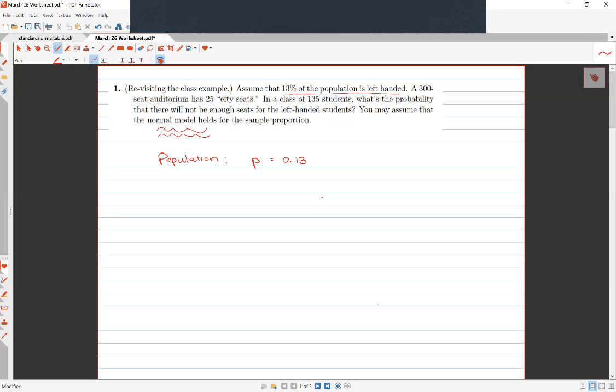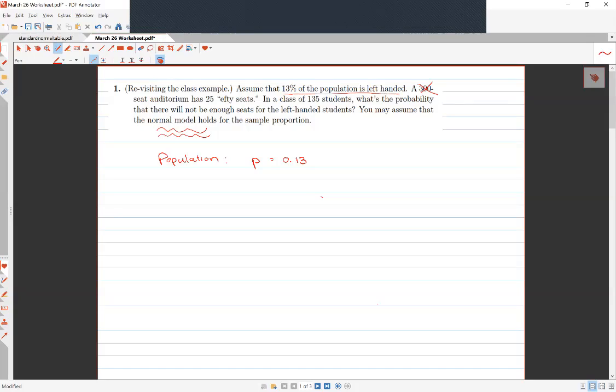Now this lecture I'm giving is taking place in a 300-seat auditorium, and there are 25 seats that can accommodate left-handed people. But I don't have a full 300 people showing up. I have 135 students showing up for this lecture. And so I want to know, what is the probability that there will not be enough seats for the left-handed students? The fact that the auditorium seats 300 is actually irrelevant here, because I just care about, out of my 135 students, do I have enough seats for left-handed?